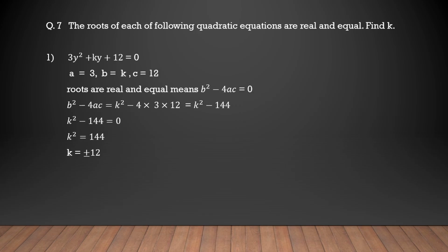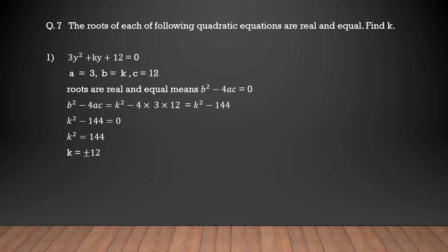Next question 7. The roots of each of the following quadratic equations are real and equal. Find the k. So in this question the nature of the roots is given, which is real and equal, and we have to find the value of k. So the roots are real and equal, therefore the value of b square minus 4ac will be 0. So the value of b square minus 4ac is equal to 0.